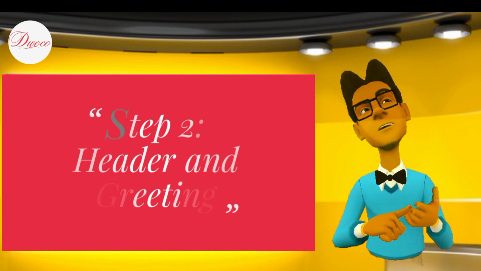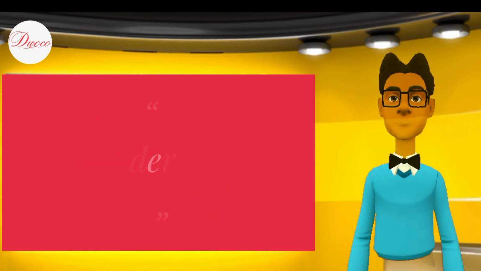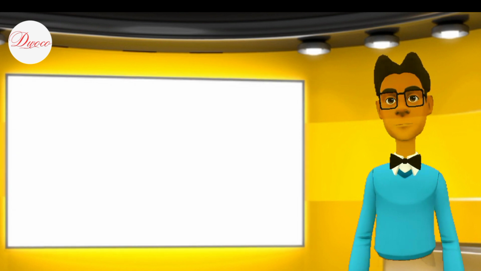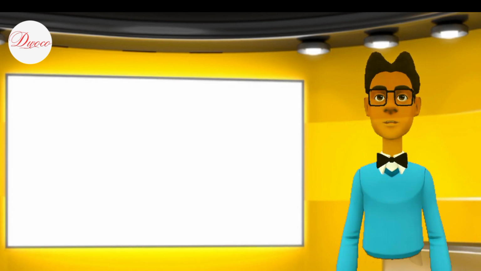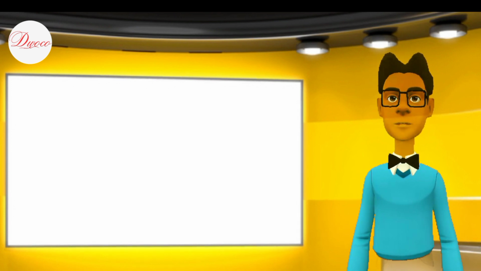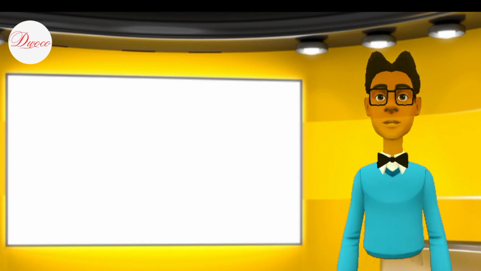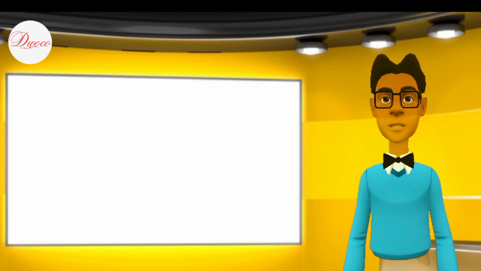Step 2. Header and greeting. Begin your cover letter with a professional header, including your name, address, phone number, and email address. Follow this with the date of writing. Next, address the letter to the appropriate person or organization. Use a formal greeting such as "Dear [name]" or "To whom it may concern."